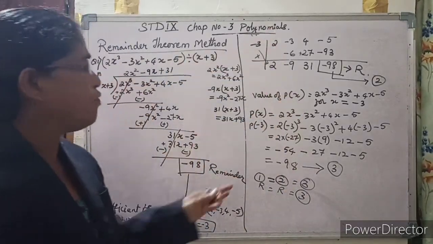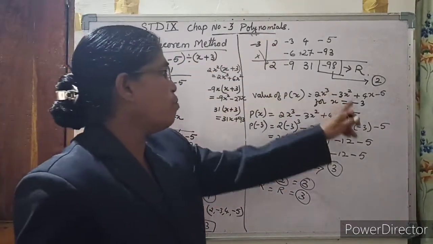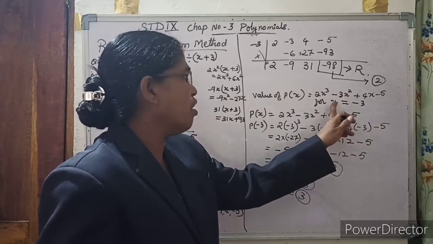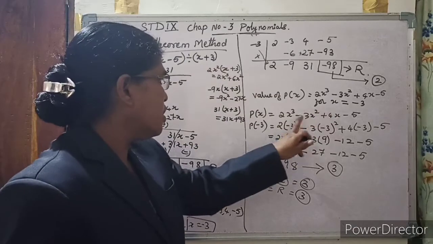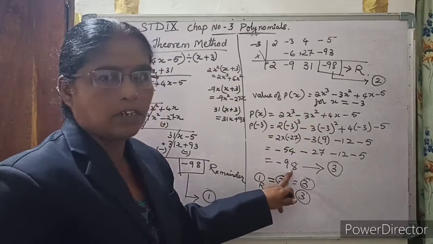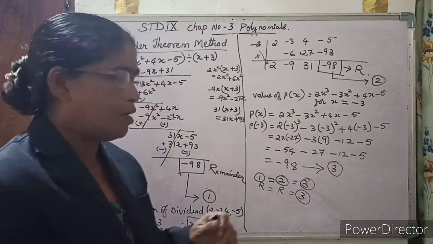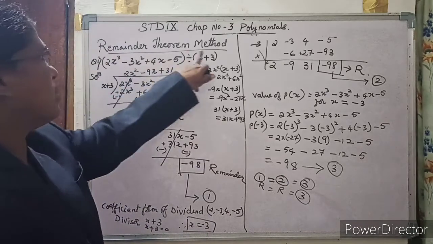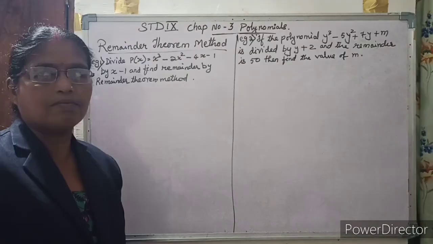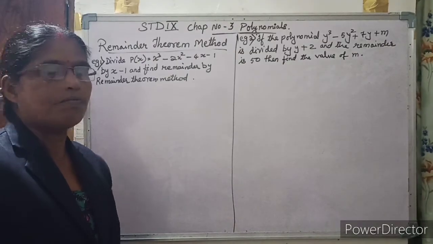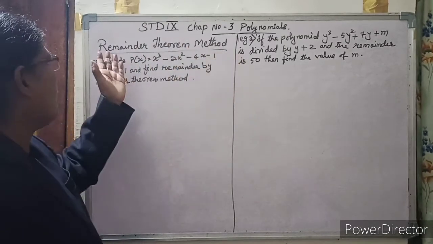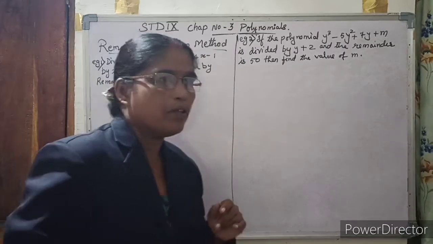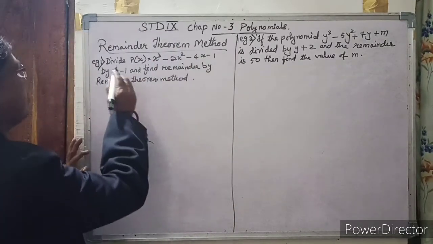So therefore, when we find out the value of any polynomial for a divisor, the value which we get of the polynomial is the remainder. And this is the remainder theorem method that we have learned. Now next I have taken 2 examples to solve by the remainder theorem method. We will find the remainder by the remainder theorem method.